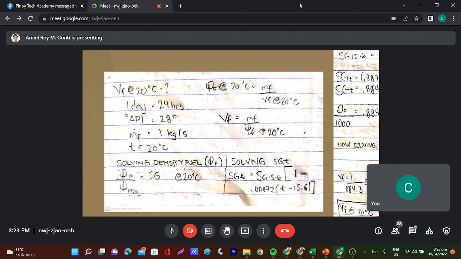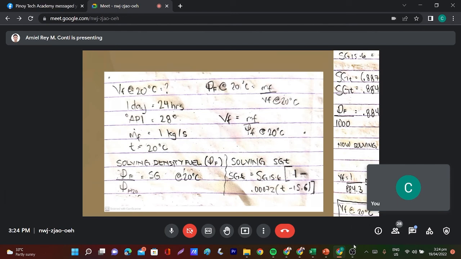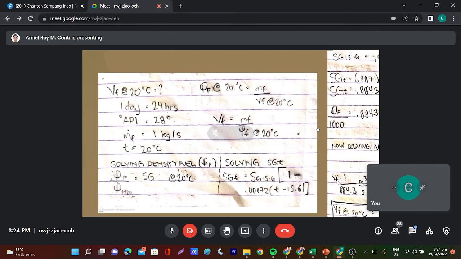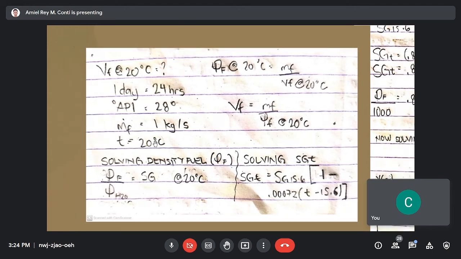We can see na yung mass flow rate niya is 1 kilogram per second. Ngayon, saan ba nakalagay yung fuel? Given sa problem, yung volume ng day tank. So, yung meaning ng day tank is usually 1 day or 24 hours. Ang tanong is, gaano kalaki yung day tank kung dapat siyang tumagal ng 24 hours kung ang consumption ng fuel ay at 20 degrees Celsius. So, writing all the given, volume of fuel at 20 degrees Celsius, hinahanap natin. 1 day, 24 hours, 28 degrees API, mass flow rate is 1 kilogram per second, and ang temperature na i-consider ay yung 20 degrees Celsius.